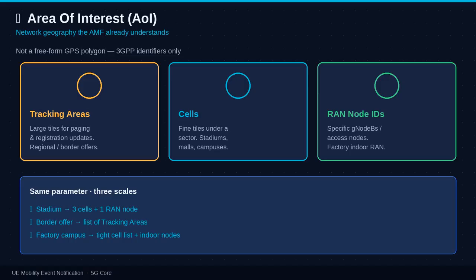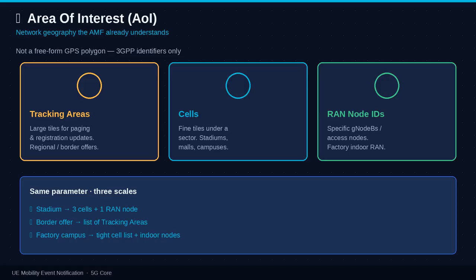It is expressed in network geography the AMF already understands. The source lists three building blocks: a list of tracking areas, a list of cells, or a list of radio access node identifiers, RAN node IDs. Picture a city map overlaid with operator tiles. Tracking areas are large tiles used for paging and registration. Cells are the fine tiles under a base station sector. RAN node IDs point at specific gNodeBs or equivalent access nodes.